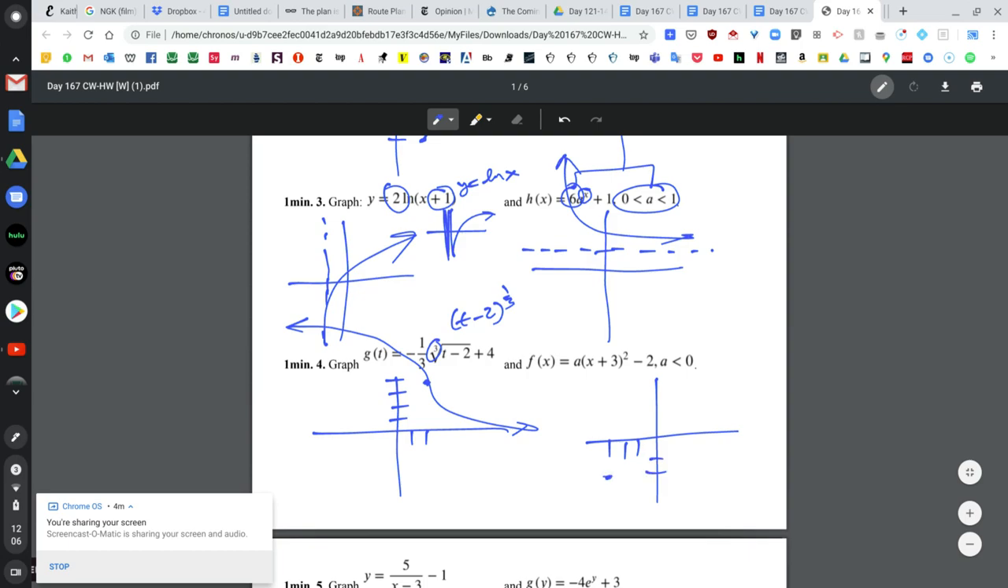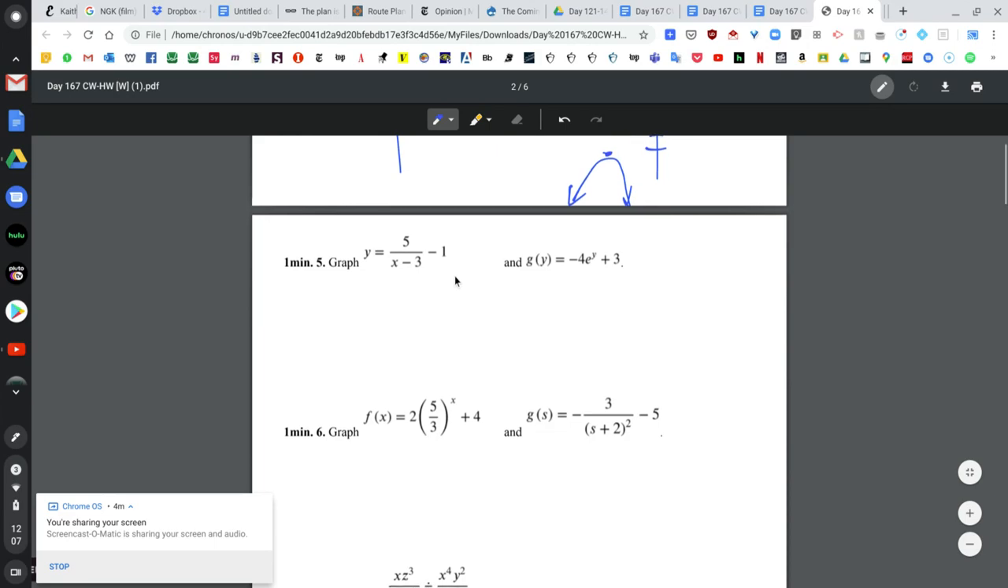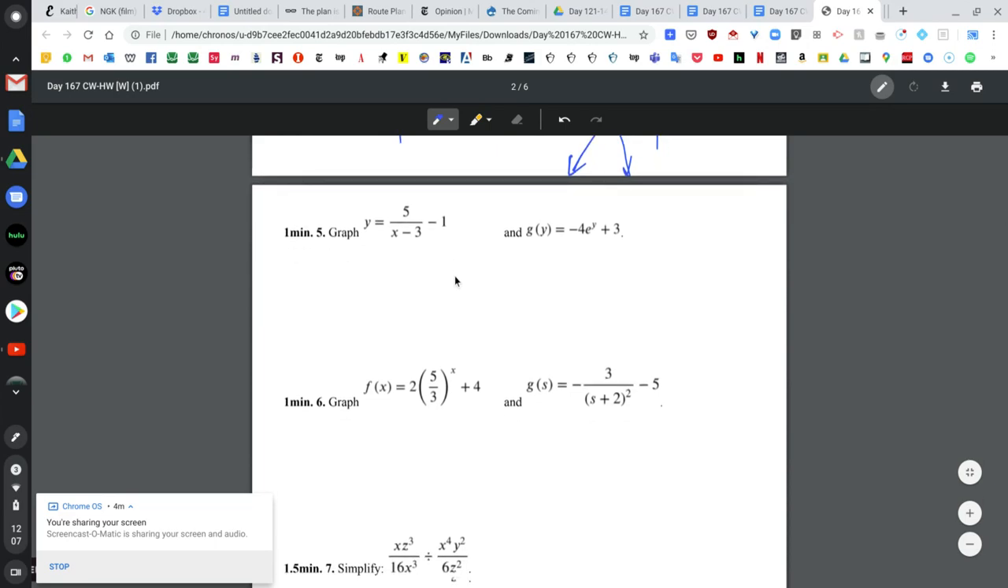Now, is it regular or flipped? They just say A outside. Look at the information given. Whoa, they say A is less than 0. That makes it negative. Therefore, it's going downwards. Okay? So please be alive to the information given. Okay, let's do 5. You can pause the video, attempt it yourselves.